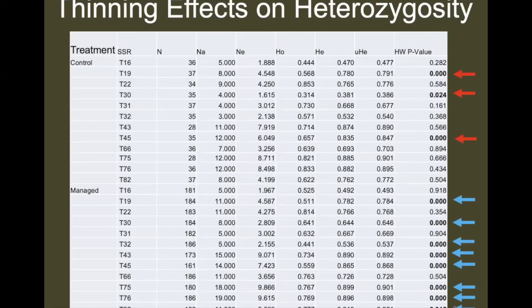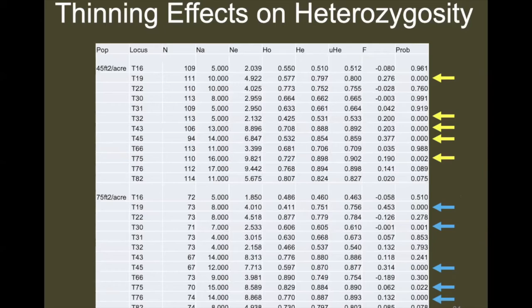This first figure shows the thinning effect on heterozygosity, just looking at control versus all of the thinned plots, not delineating by the specific thinning treatment. So you can see here the red arrows that 3 loci for the control were out of Hardy-Weinberg equilibrium and showed a significant reduction in the expected heterozygosity compared to what was actually the observed heterozygosity in the population. And then if you go down to managed, there are actually 8 loci out of Hardy-Weinberg equilibrium compared to the 3 in the control. So by looking at this, we were like, okay, there is a significant reduction in heterozygosity between our unthinned stands and our thinned stands. So then that led us to break it down a little bit more.